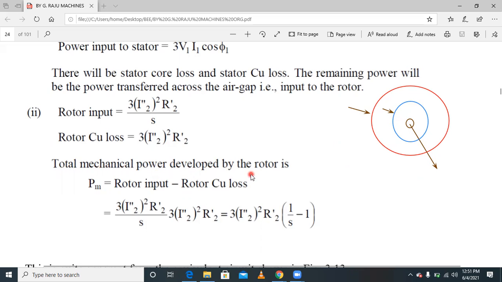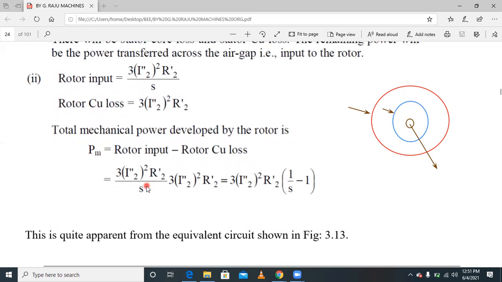So the total mechanical power developed by the motor rotor, Pm, is nothing but the rotor input minus the rotor copper loss. The rotor input is 3 I2² into R2/S, and minus the rotor copper loss, 3 I2² into R2. Understood? 3 I2² into R2/S minus 3 I2² into R2.